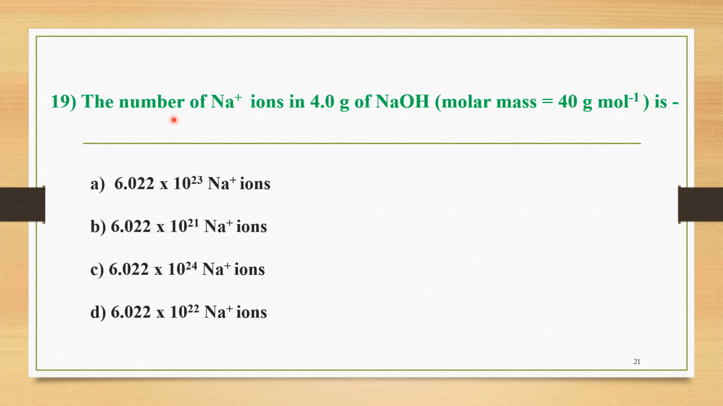Now, in order to calculate the number of Na+ ions in 4 gram of NaOH, first of all, we have to calculate the number of moles of sodium in this 4 gram of NaOH. After calculating the number of moles, we have to multiply this number of moles by Avogadro's number. And if we perform these two simple steps, then the correct option among these four is option D, that is, the number of Na+ ions in 4 gram of NaOH is equal to 6.022 into 10 to the power 22 Na+ ions.